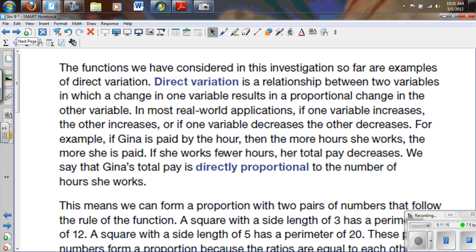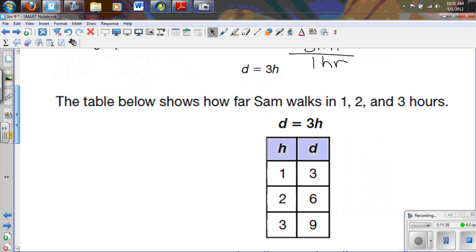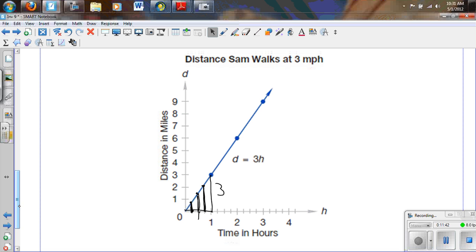So the functions that we've all been talking about just now are called direct variations. And direct variation is a relationship between two variables where as one changes, the other changes by some amount. And so if you look back at these problems, on this one, as we changed by hours, the distance in miles went up. So we changed by 1 hour here, and the distance went up 3 miles. So each one of these is changing.